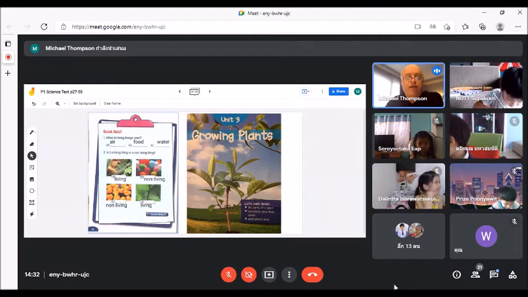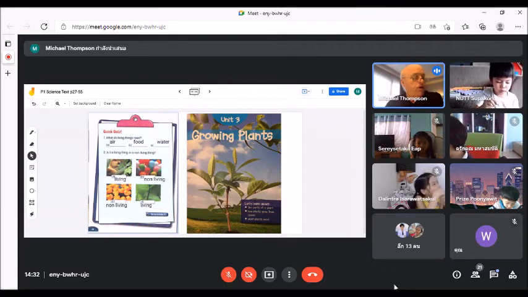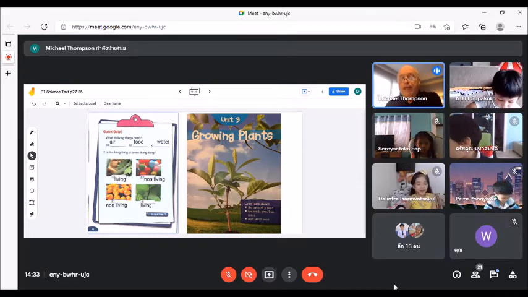We have living and non-living. That was a long unit. We're still working with living things, with plants, but now we just look at plants.